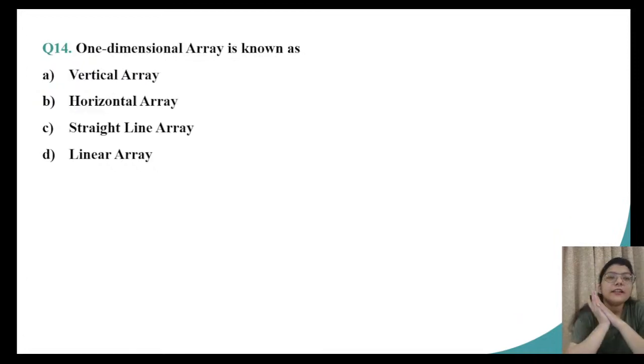Now, one-dimensional array is also known as... Correct. Very easy. Linear array.